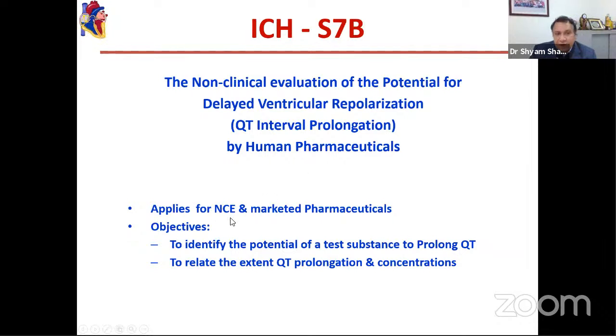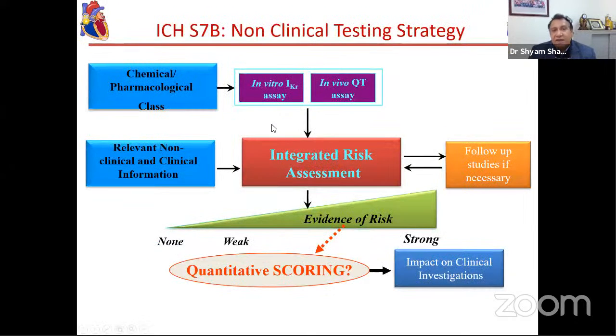This applies to new chemical entities and marketed pharmaceuticals, and the major objective is to identify the potential of the test substance to prolong QT and to relate the extent of QT prolongation to the concentration. This is a strategy which is being used. Here, we are going to use all sorts of in vitro and in vivo studies which can be used for determination of whether any molecule is going to cause QT prolongation.